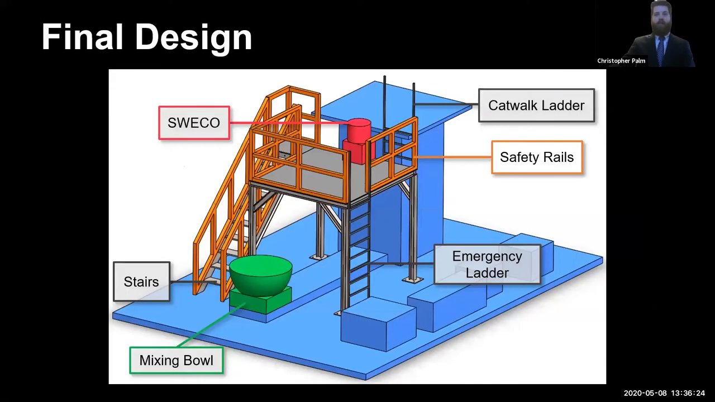And this is our final design. Design three was altered by moving the stairs to the left-hand side of the platform. An emergency ladder was added to the front right, and a ladder leading to the catwalk was placed in the back for access. This also optimized the space around the workstation as well.